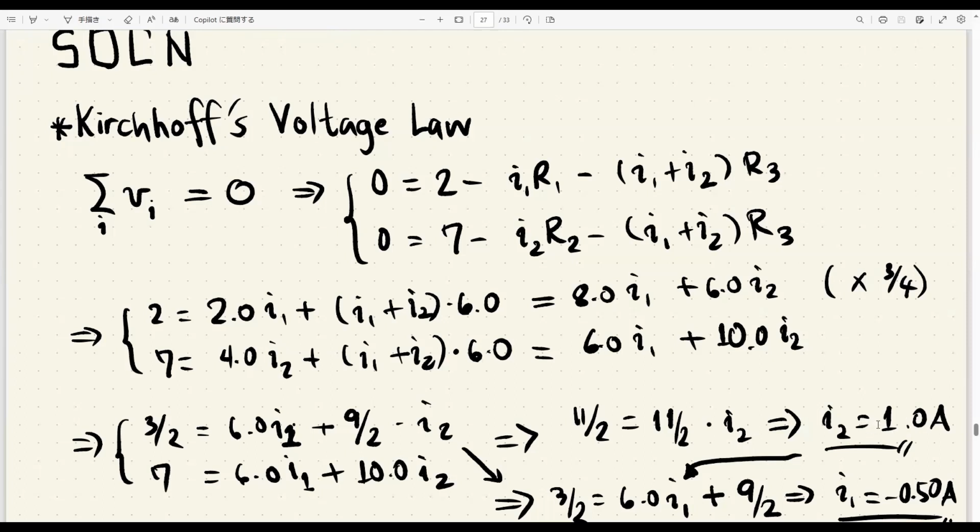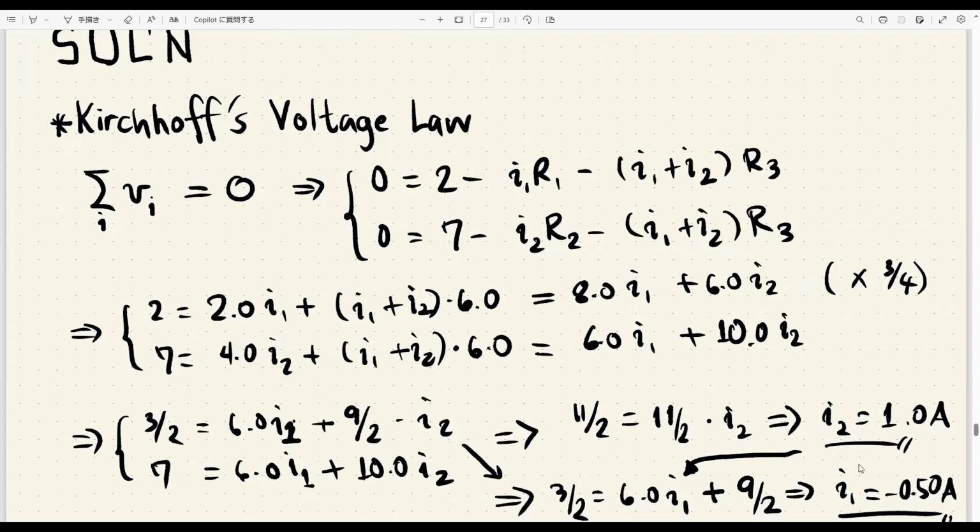Now we have this I2. So we can substitute this I2 in here, okay? So we replace this I2 here with 1, and we can now solve for I1. And so we copy this entire thing. 3/2 equals 6 I1 plus 9/2 times 1, okay? So we get this equation, and we just move the 9/2 to the other side and divide the entire thing by 6, and we get I1 equals negative 0.50 amperes.